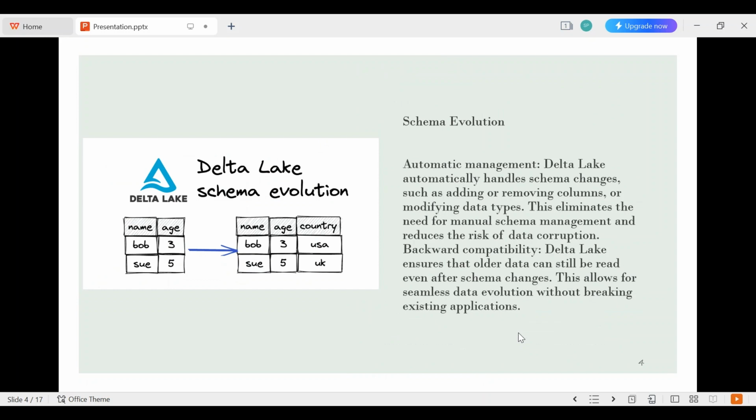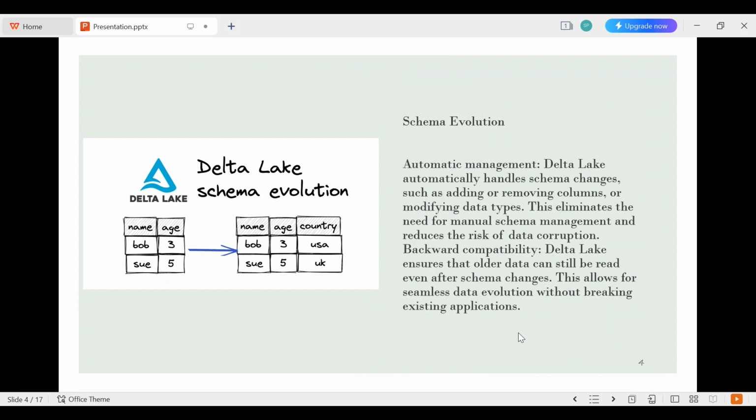It may be asked that Delta Lake supports schema evolution. So what is schema evolution? Schema evolution is automatic schema management. Delta Lake automatically handles schema changes such as adding or removing columns or modifying data types. This eliminates the need for manual schema management and reduces the risk of data corruption.